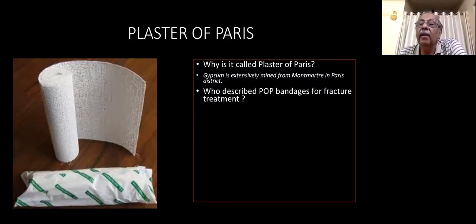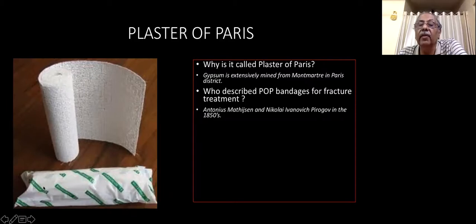Who described the bandages for fracture treatment? It was Antonius Mathijsen and Nikolai Ivanovich Pirogov. So these are the persons. You should at least remember the first name: Antonius Mathijsen is the person who described it first.